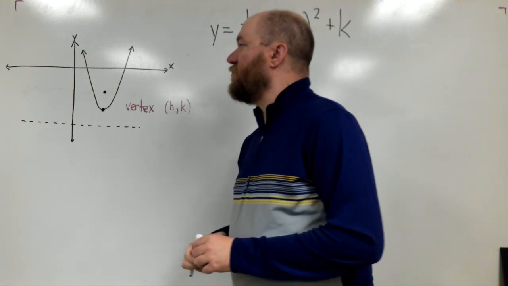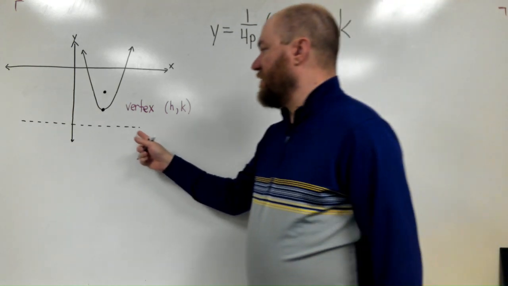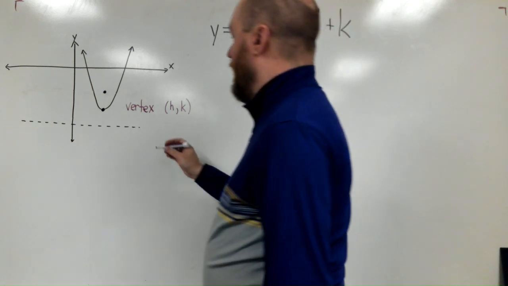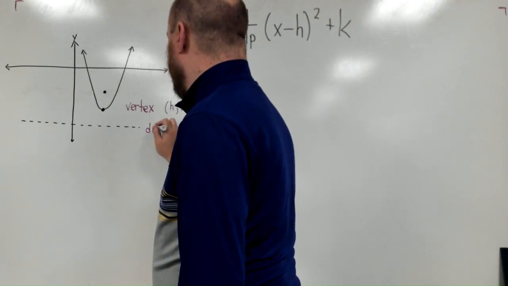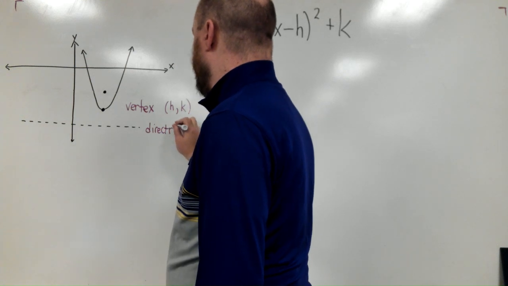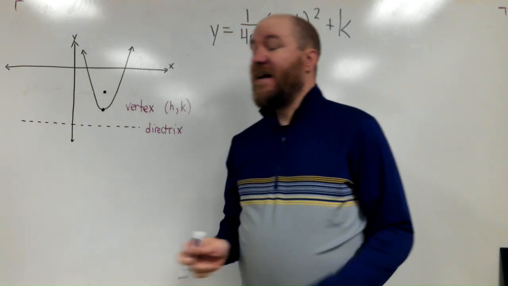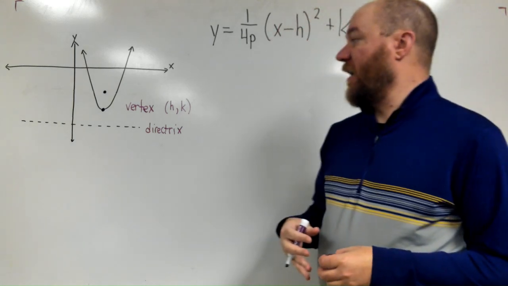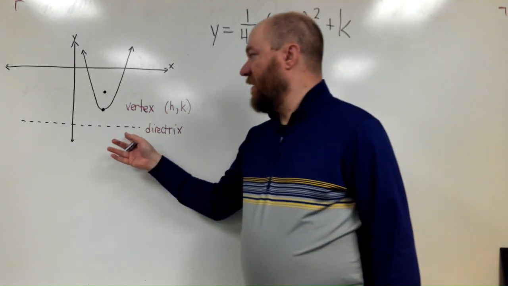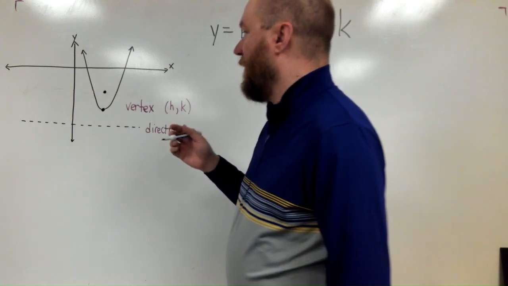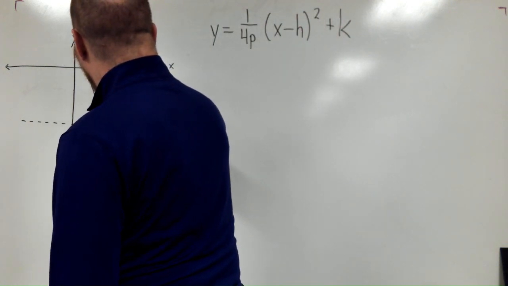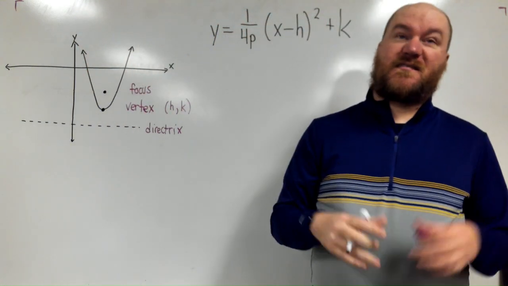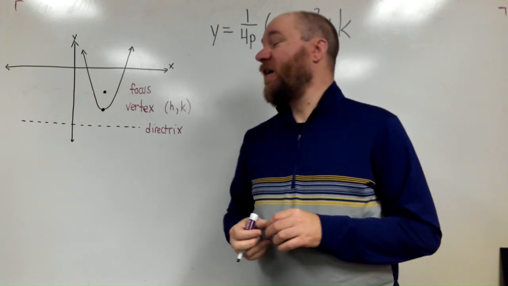Let's talk about two new terms you haven't heard before. This line here is not actually shown on the graph. This is called the directrix. That's an invisible line that the parabola never hits and it never crosses. But it's important for when we also talk about this word here. This point here is called the focus. Now, just like the directrix, it's an invisible point that we don't usually draw.